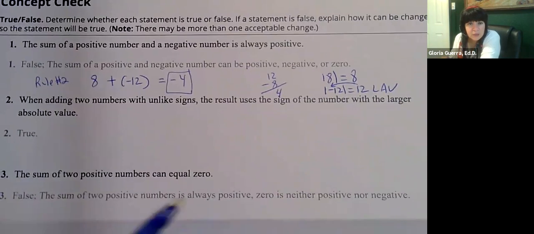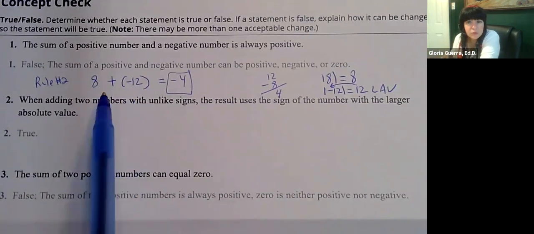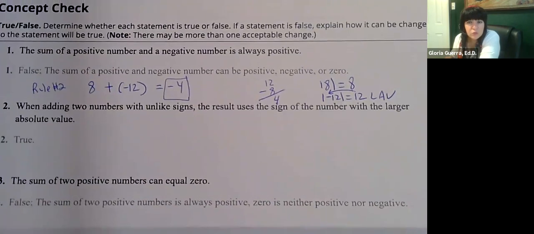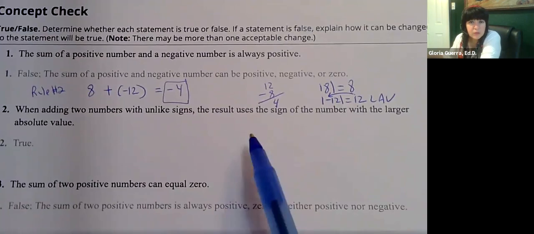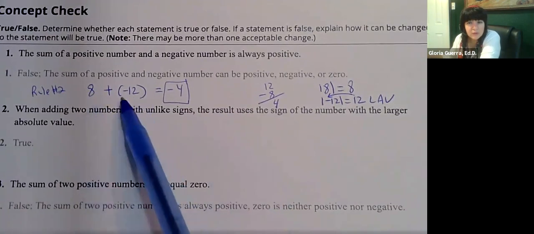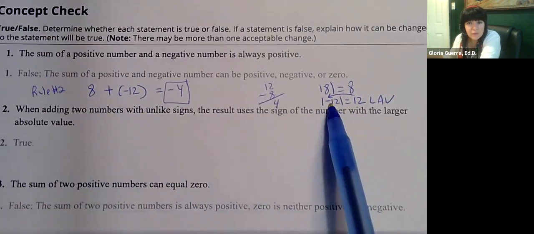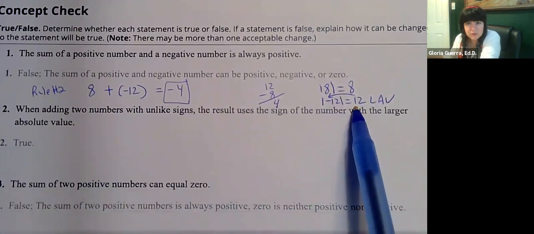Okay, rule 2 says that when adding 2 numbers with unlike signs, and that's kind of what was happening here, you're adding 2 numbers with unlike signs, the result uses the sign of the number with the larger absolute value. Yeah, and that's true. This one, we're adding 2 numbers with different signs. So we have to subtract, but then we use the negative sign from the 12. Why that one and not 8? Because 12 is bigger in distance, absolute value distance, than 8.